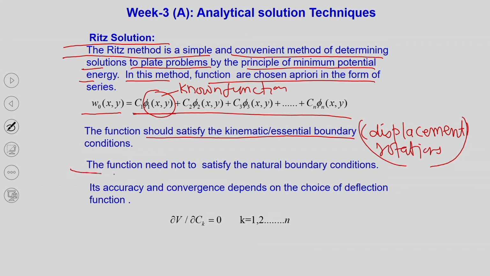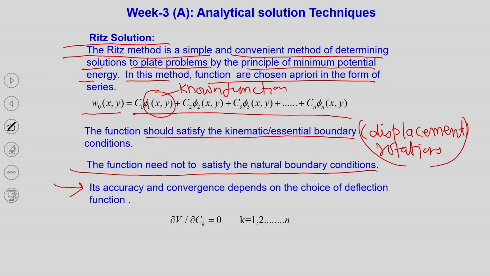These functions need not satisfy the natural boundary conditions. Suppose you have a free edge; there you have a boundary condition in terms of forces. So the function need not satisfy that force boundary condition. It will satisfy only displacement-based boundary conditions.